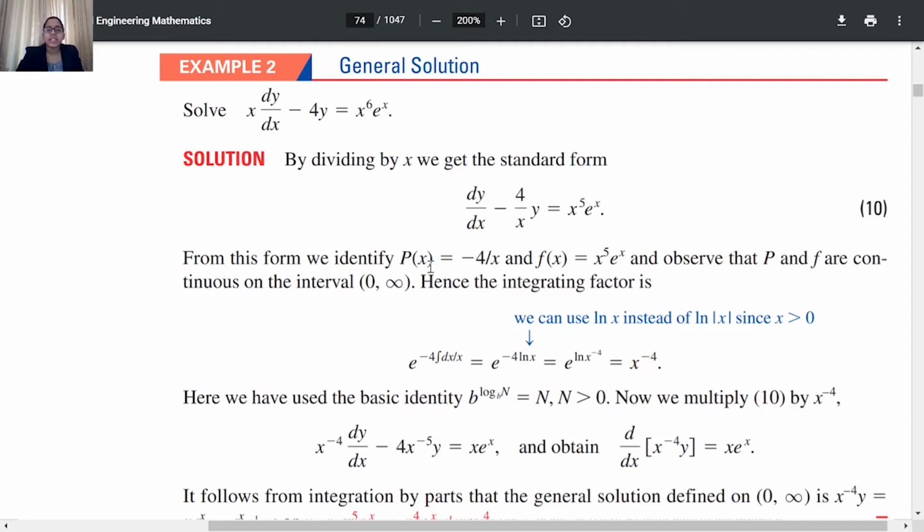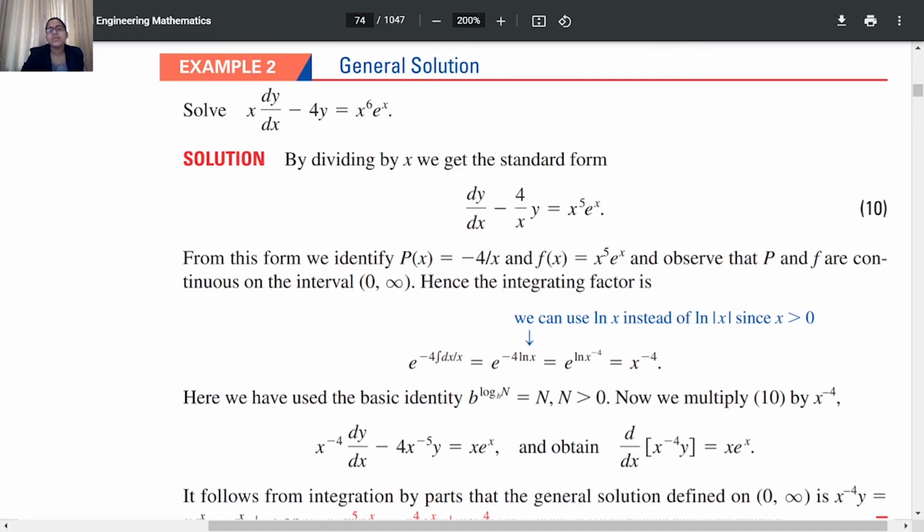So the integrating factor will be e raised to integral of minus 4 by x dx. So that is minus 4 integral of dx by x, that is log x. So e raised to minus 4 log x is equal to e raised to log x raised to minus 4. So this is nothing but a raised to log means it will be equal to the variable. So this is equal to x raised to minus 4. Okay, this is the basic identity of logarithm. So the integrating factor is coming out to be x raised to minus 4.